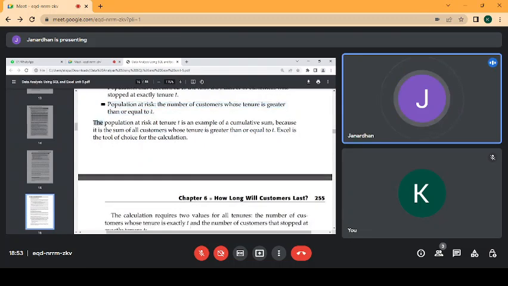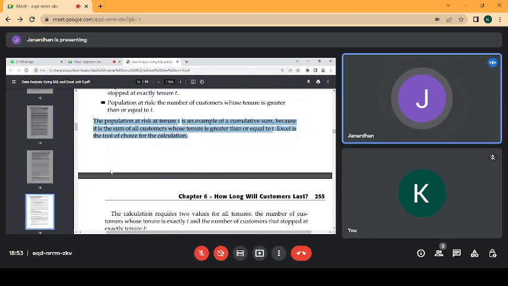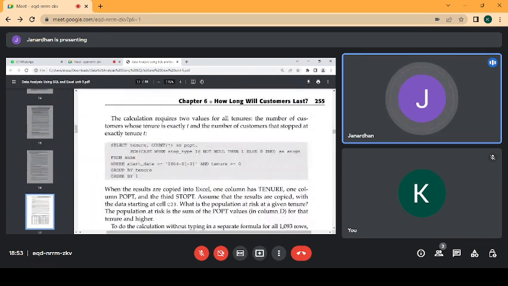The population at risk at a tenure T is an example of a cumulative sum because it is the sum of all customers whose tenure is greater than or equal to T. Excel is the tool of choice for the calculations here. The calculation requires two values for the tenures: the number of customers whose tenure is exactly T and the number of customers that stopped at exactly tenure T.